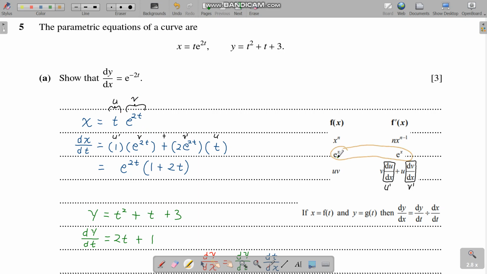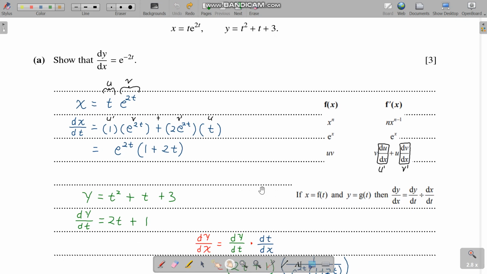The derivative of e to the x is e to the x, so the derivative of e to the 2t is e to the 2t, but we have to use the chain rule, so multiplied by the derivative of the power, or the coefficient of the t here. So we have to multiply by 2 because of the chain rule. So if we factor out e to the 2t, we still have 1 plus 2t.